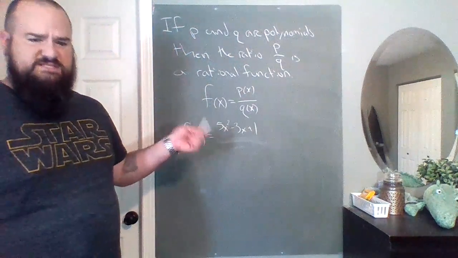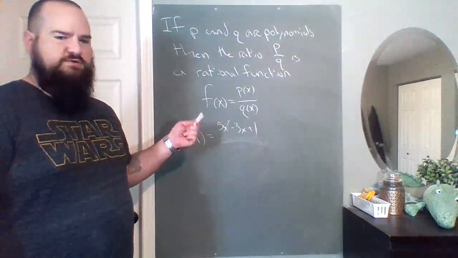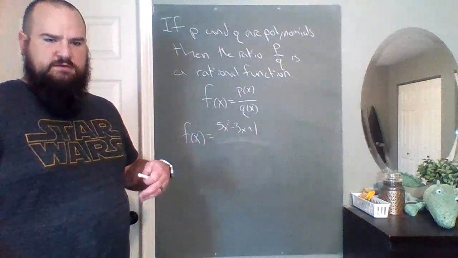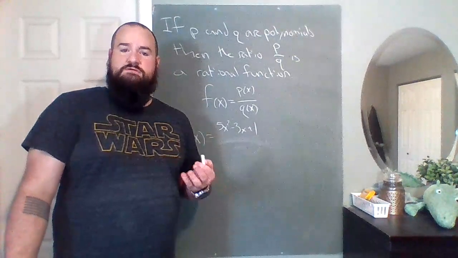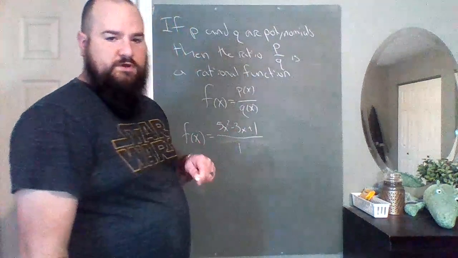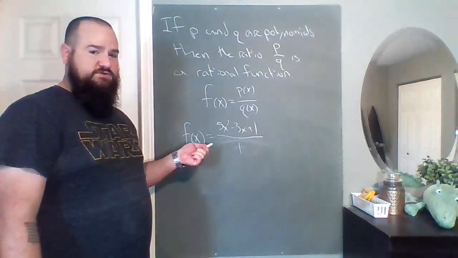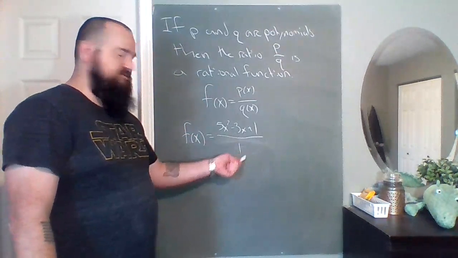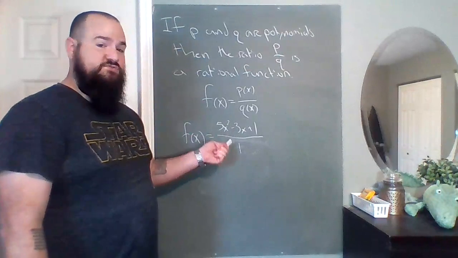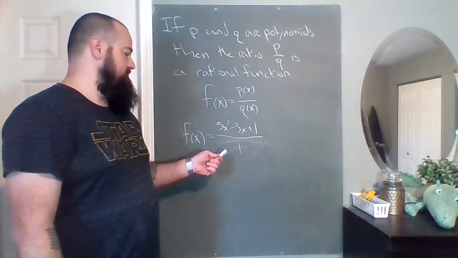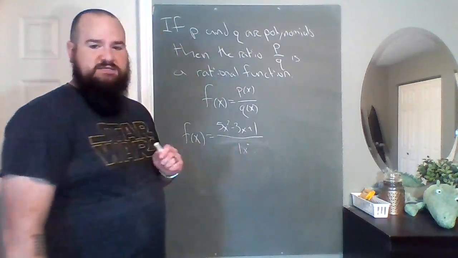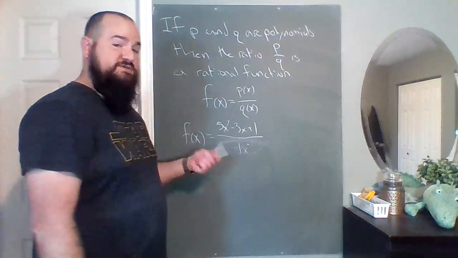What about this? Is this a rational function? 5x squared minus 3x plus 1. Now, you may be going, well, it's not over anything. But we know anything can be written as a fraction. We just put it over 1. So let's do that. So we put this over 1. So now, is this a rational function? That relies on one thing. Is this a polynomial? And yes, this is a degree 0 polynomial, because this is 1 times x to the 0. So this is a degree 0 polynomial.